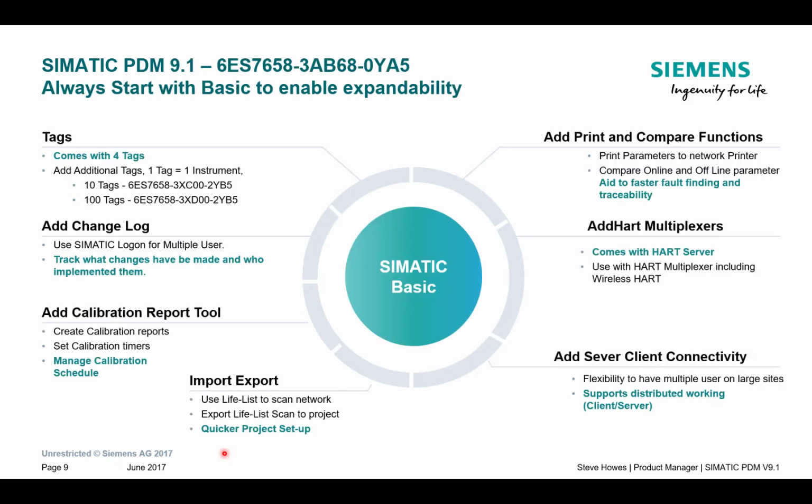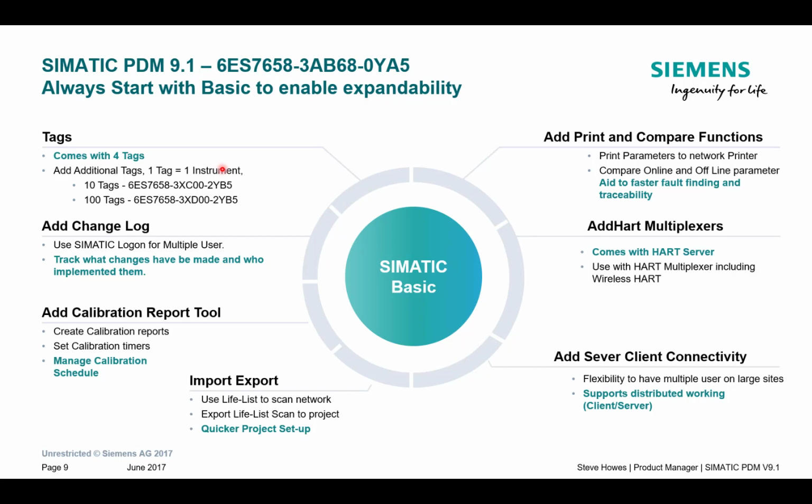So the next license we're going to look at is PDM Basic. This is really the building block. As I alluded to before, the single tag license cannot be upgraded. We really need to start with the basic. So the basic sits there in the middle, and we can see the basic part number at the top, the PDM 9.1, and that comes with 4 tags as standard. If we want to expand that, we can by adding more tags, and again you can see the part numbers, and then we can add extra functionality to this, which we'll go on to later on.